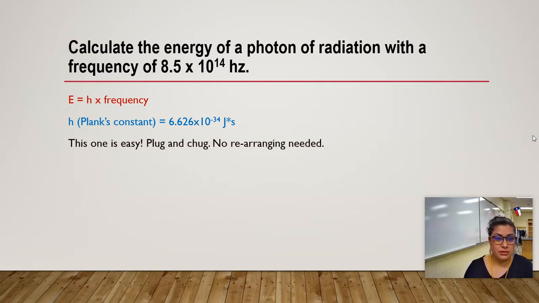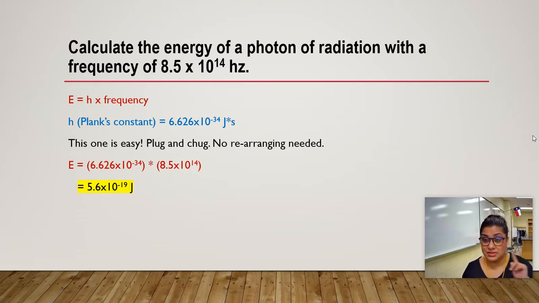Okay, no rearranging needed. It's just straight up plug and chug. It's asking for energy, and our equation is already set up to solve for energy. So plug in Planck's constant for H, and the problem gives you frequency, multiply, and there's our final answer. Our unit for energy is joules, okay? Capital J for joules. 5.6 times 10 to the negative 19 joules.